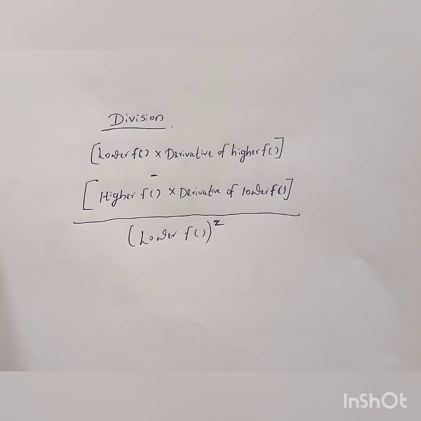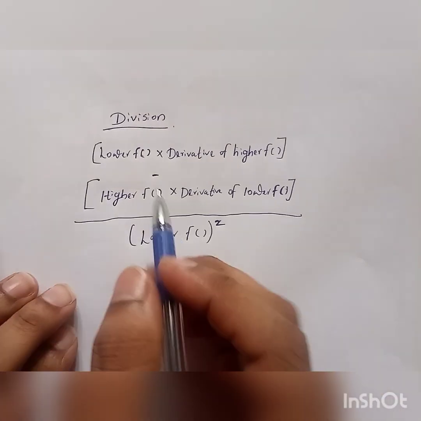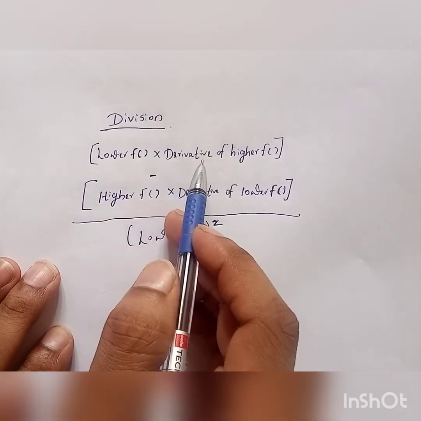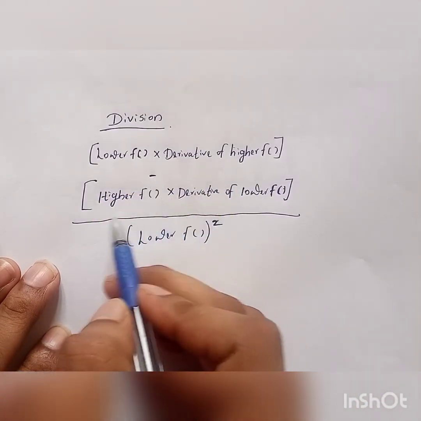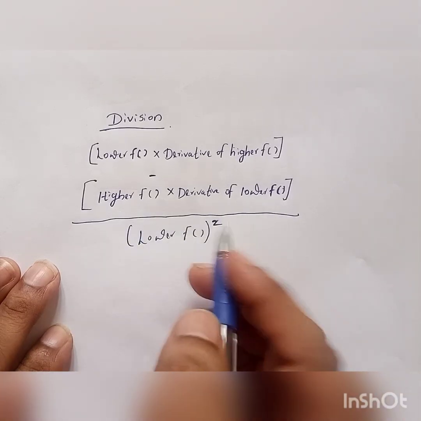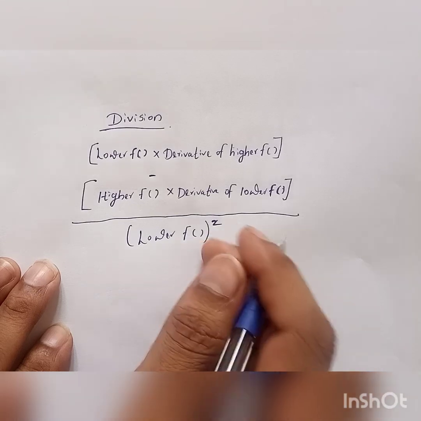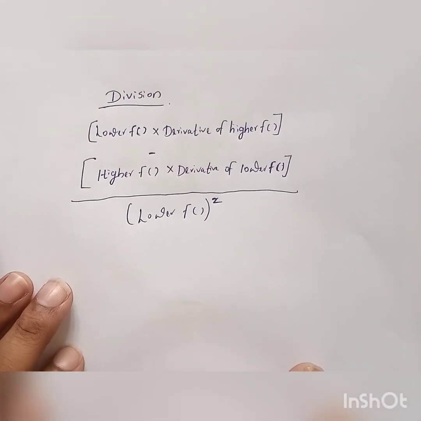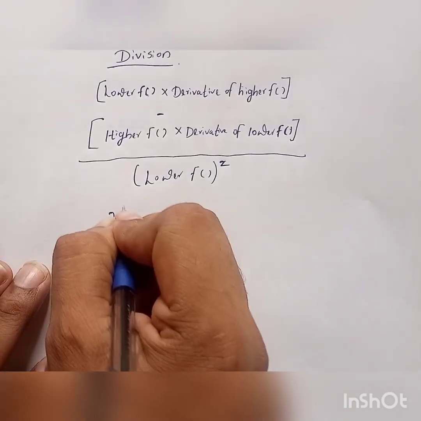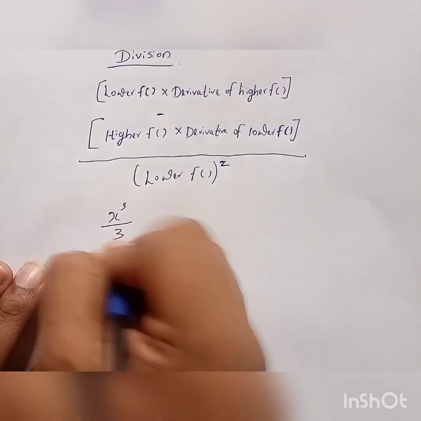Now we will look at how division problems need to be solved. So this is the formula for division problems. Lower function multiplied by derivative of higher function minus higher function multiplied by derivative of lower function, whole divided by lower function square. So I will explain it to you with an example. We'll take the same example. See, x cube divided by 3.